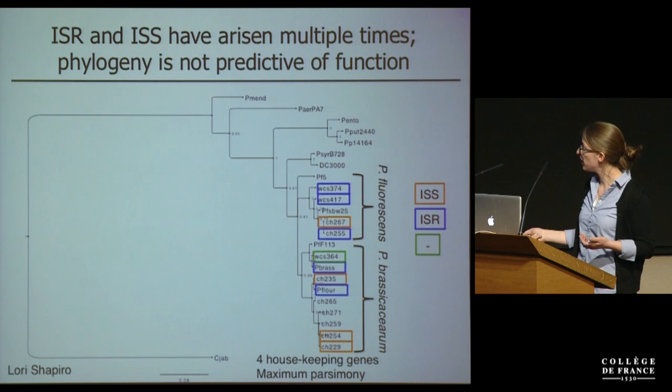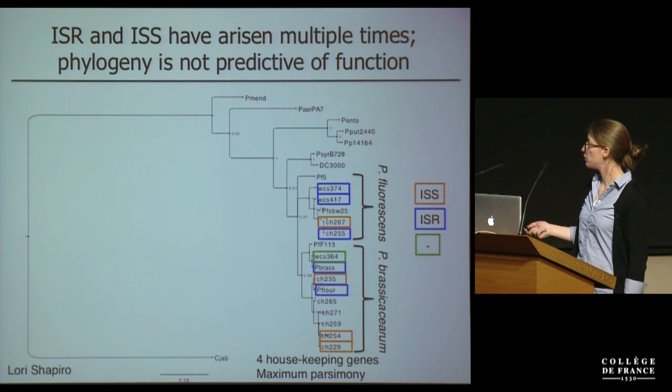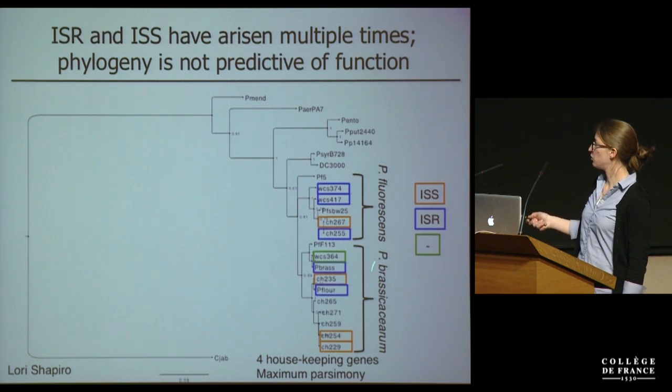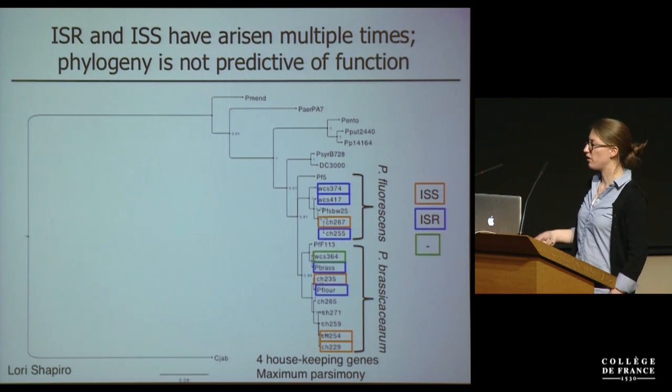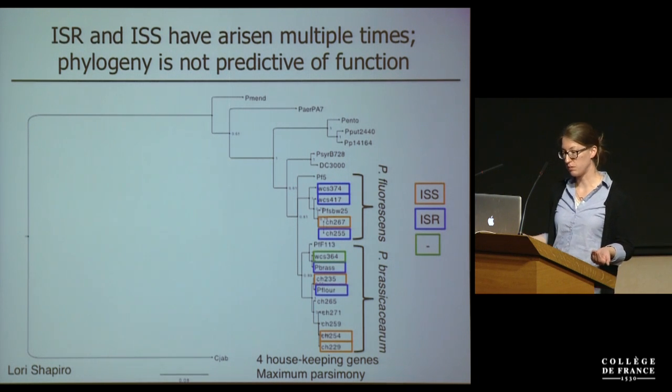And here's a phylogeny of a number of these strains that we've tested and now have full genome sequences for. The ISS and ISR strains within Pseudomonas fluorescens and a close sister clade, Brassica cearum, are boxed in orange and blue, and you can see that they're dispersed throughout this clade. So again, phylogeny is not predictive of function.